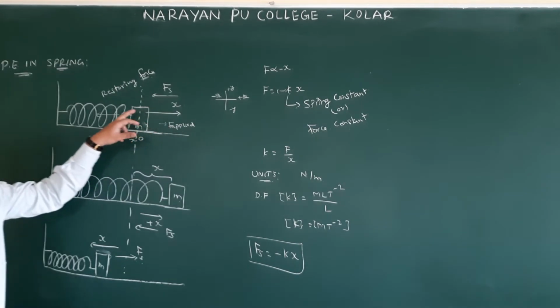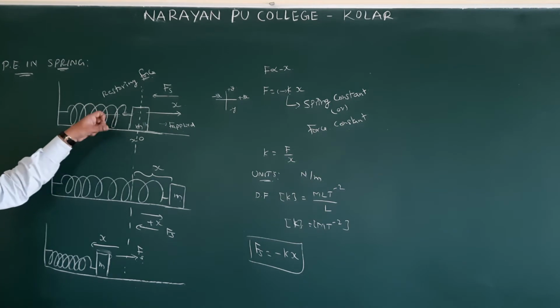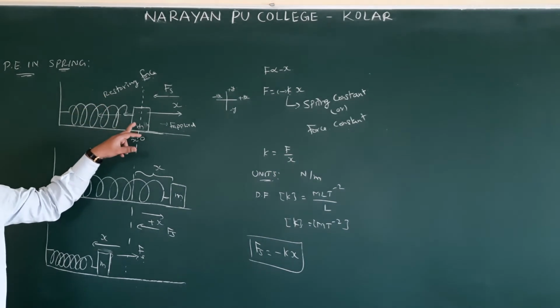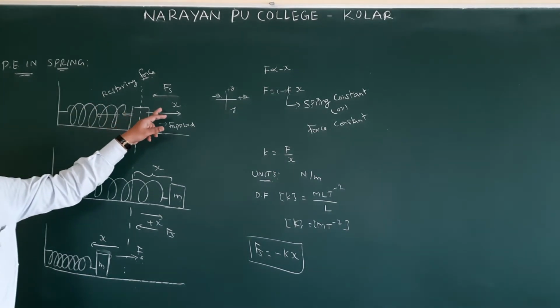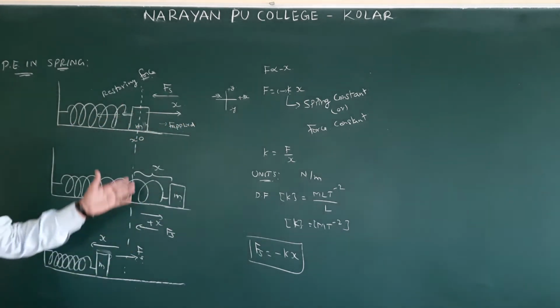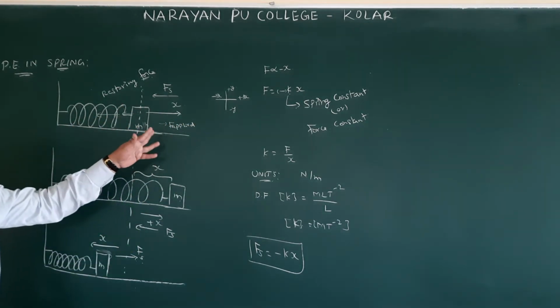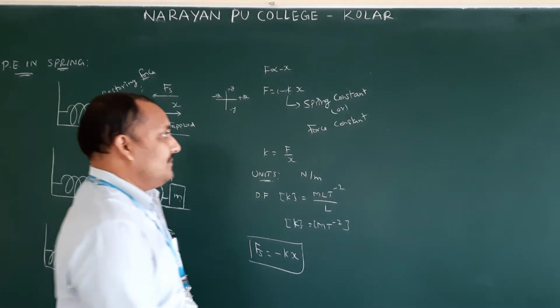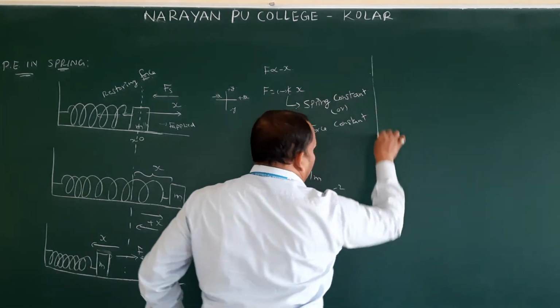The work done by the restoring force, or the work done by the spring force, is always negative. Why? Because force and displacement are in opposite directions. I am saying this first because we are going to get a negative there. So whenever x is greater than 0 or less than 0, how does it vary? The graph is also given, and the equation is given.